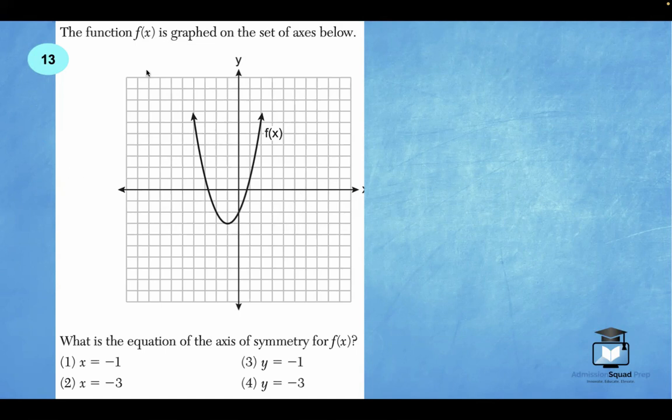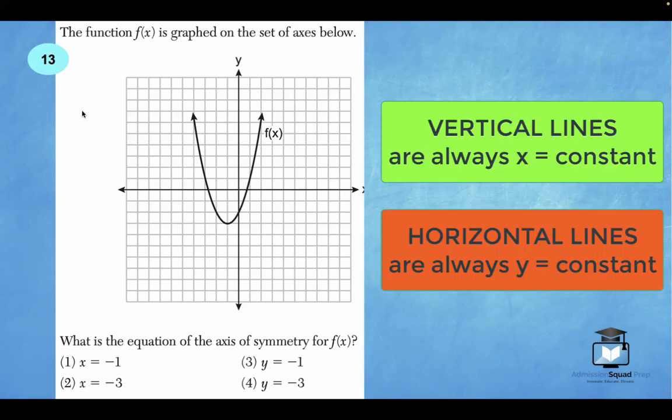Number 13, the function f of x is graphed on the set of axes below. What is the equation of the axis of symmetry for f of x? Recall that the axis of symmetry is the vertical line that will split the parabola in half. So I will draw the axis of symmetry right here on the graph so you can see it very clearly, right? So here is our axis of symmetry.